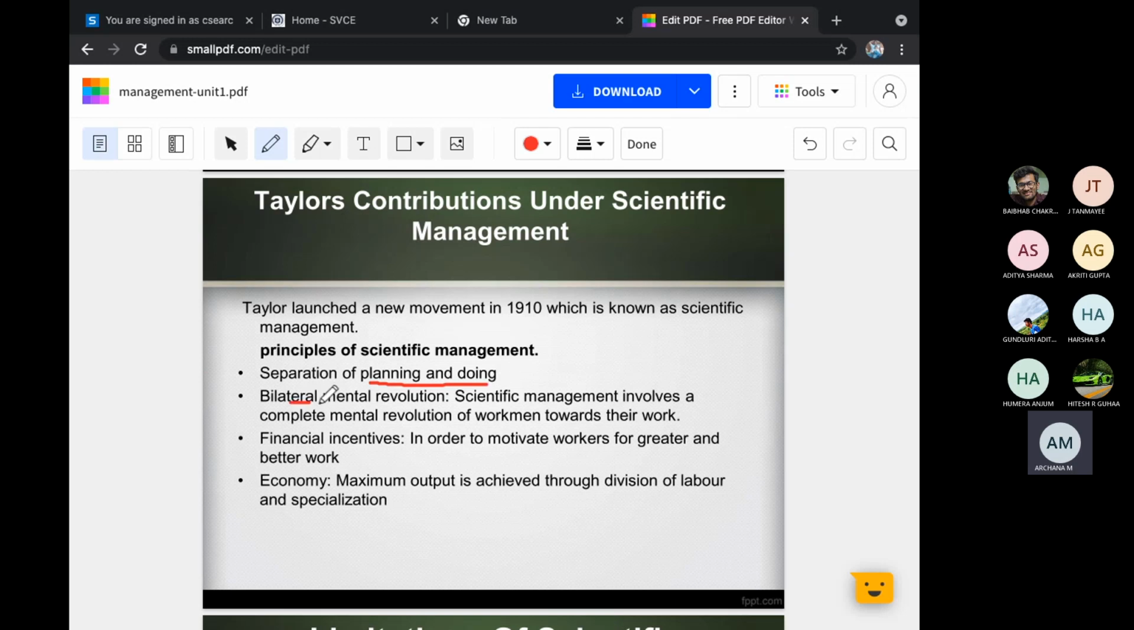Next, mental revolution. Scientific management involves a complete mental revolution of workmen towards their work. He gave one more important scientific concept: the mentality of the employees who are working there, and your profit will depend on that mentality. People who come to the company should work with a free mind, without much mental pressure. You make them work in such a way that the environment is good for them. You should not pressurize them so much, because if you pressurize more, the output will be very low.